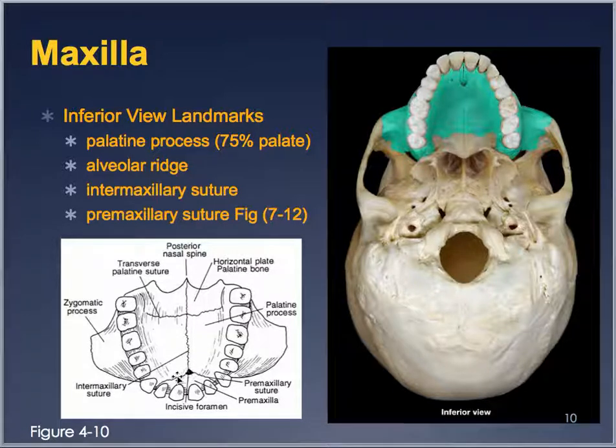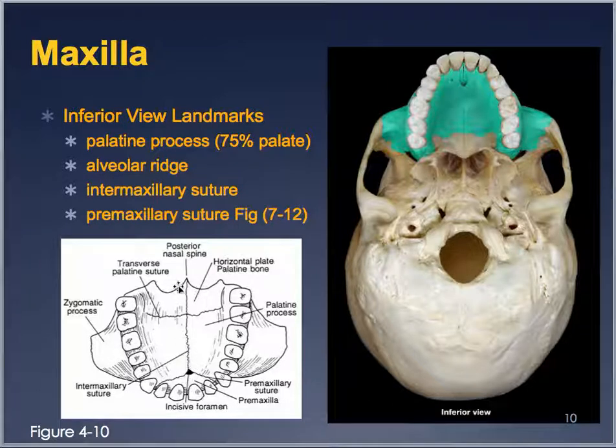There's also a premaxillary suture that does not come through the midline and instead extends to the sides. I'm tracing the premaxillary suture with my cursor now. Why are these important to note? These are important for understanding cleft palate and cleft lip.